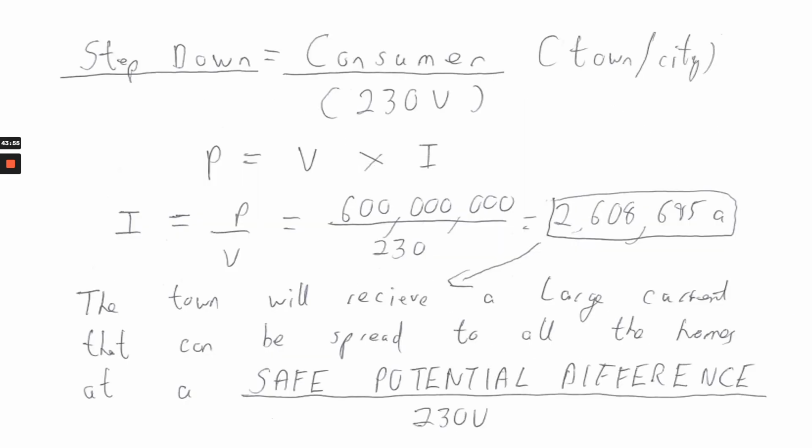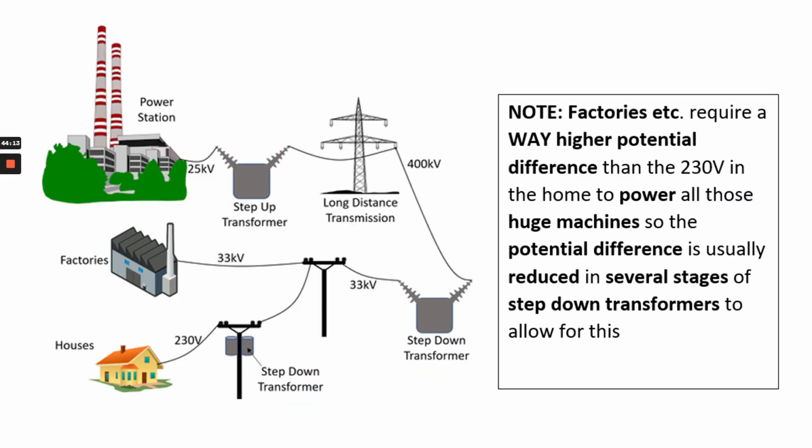A step-down transformer decreases the potential difference to 230 volts and increases the current to over 2 million amps. And that's great because that can spread out to all the different flats, all the different houses. They all get a lot of electricity. It's exactly what you want. Lots of electricity at a safe potential difference.